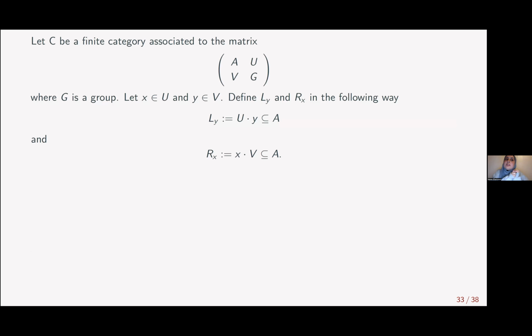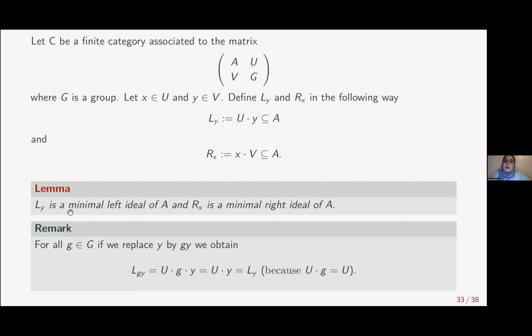And we will explain a little bit how we do the construction. So if I have a finite category associated with this matrix and G is a group, I take X in U and Y in V, and I define Ly to be the set U times Y, which is a subset of A. And I also define Rx to be X times the set V, which is also a subset of A. And we want to prove that Ly is a minimal left ideal of A, and Rx is a minimal right ideal of A.